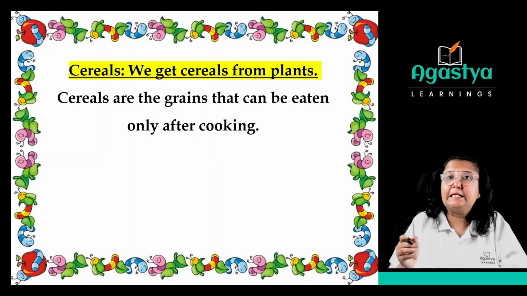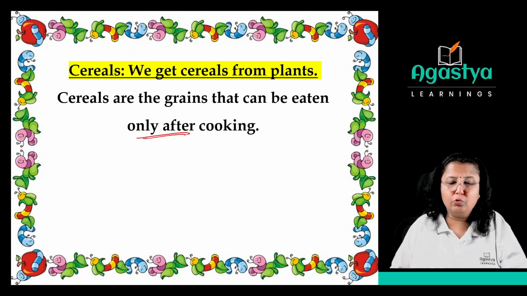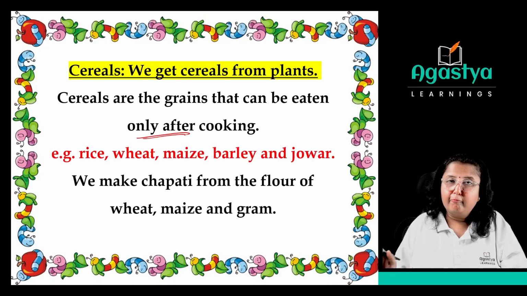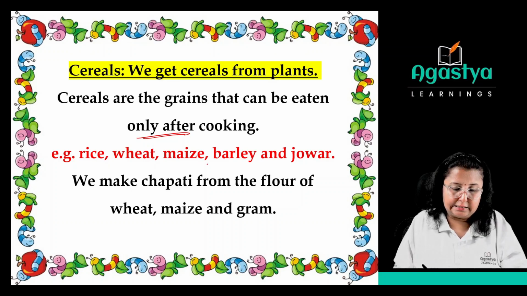So, next is about the cereals. We get cereals from the plants. We also call them grains. Cereals are the grains that can be eaten only after cooking. So, for example, rice, wheat, maize, barley, jowar. They are some of the examples of grains, or we can say the cereals.